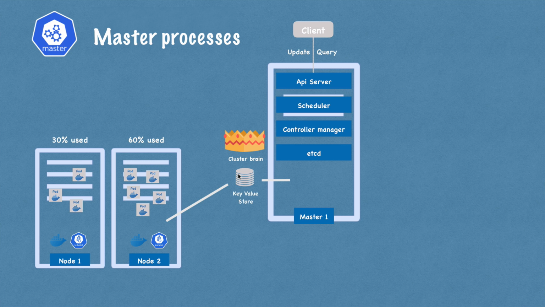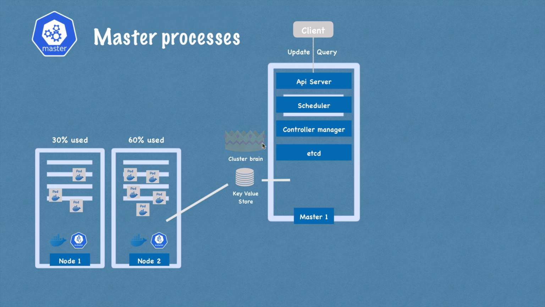What is not stored in the etcd key value store is the actual application data. For example, if you have a database application running inside of a cluster, the data will be stored somewhere else, not in the etcd. This is just the cluster state information, which is used for master processes to communicate with the worker processes and vice versa.